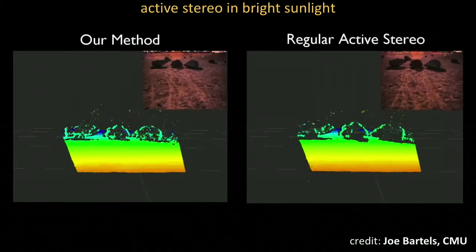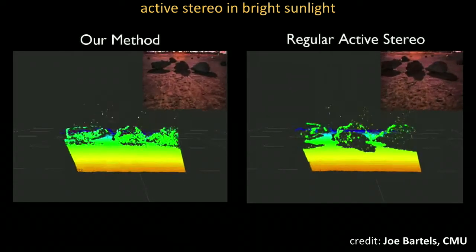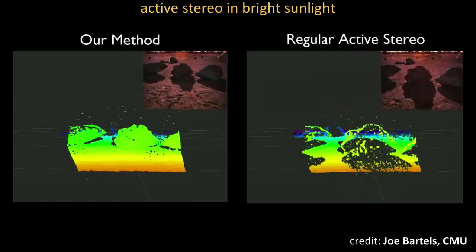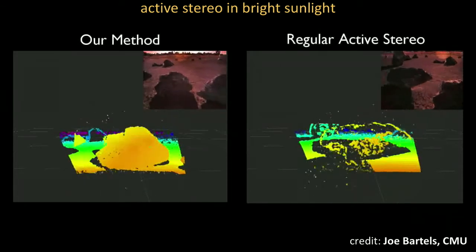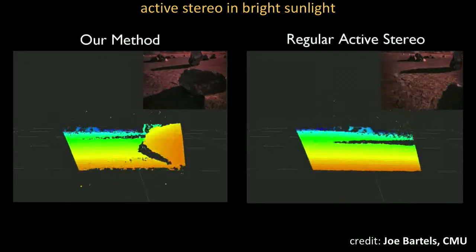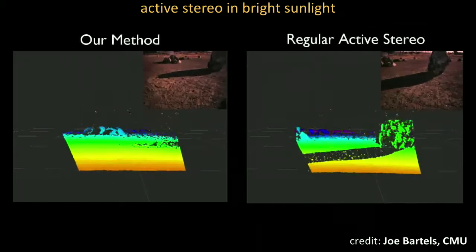So another student from CMU, Joe Bartels, took one of our sensors, our camera systems, and brought it out to the NASA Ames Research facility out in California. And there they have basically an environment that simulates Mars, and they have these little rovers that drive around. And so he put one of these cameras onto one of these rovers. And in this case, we're making use of active stereo to perform imaging.